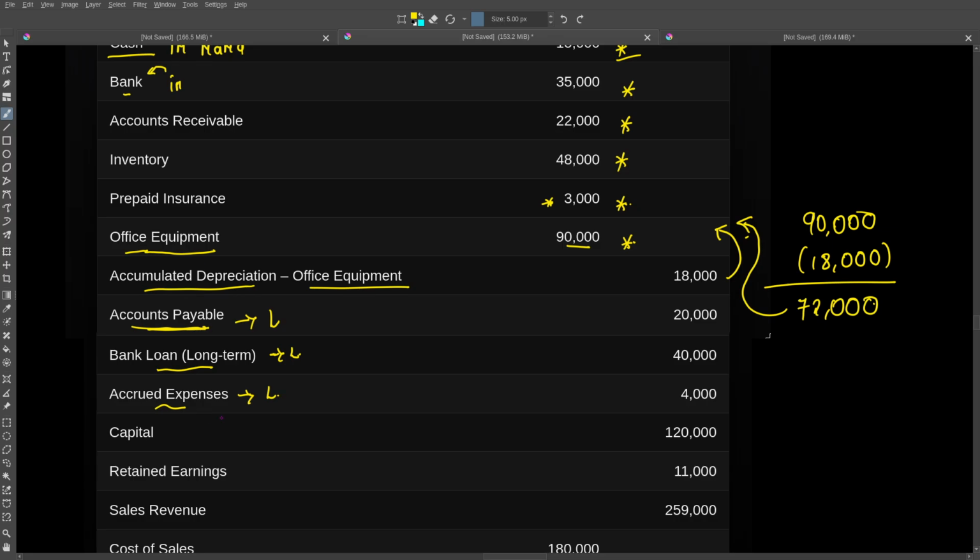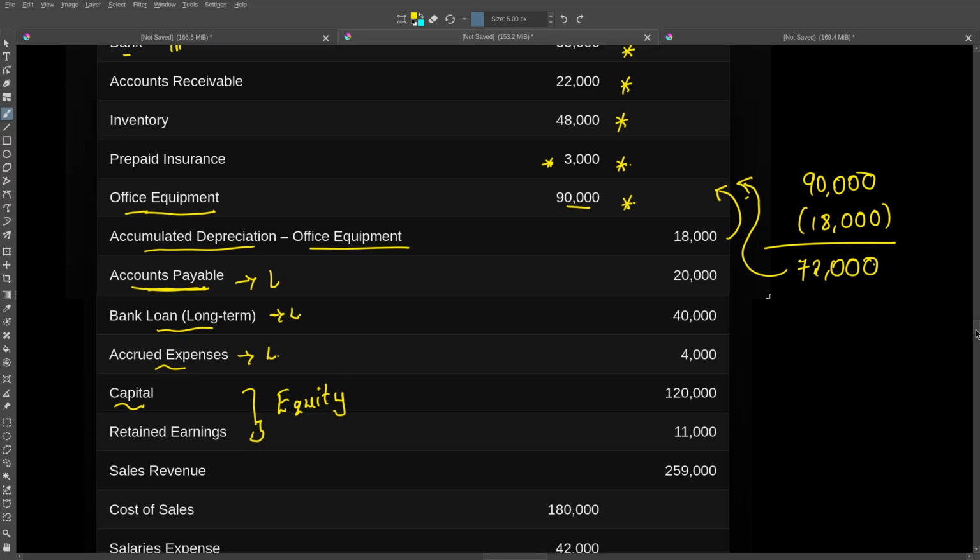That's also a liability. Equity, capital and retained earnings. This is basically equity. So we are saying as at 31st December 2025, this is your capital. This is your share capital. And these are the retained earnings as at 31st December 2025.